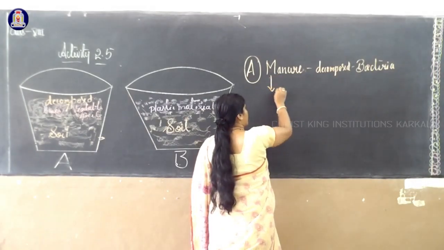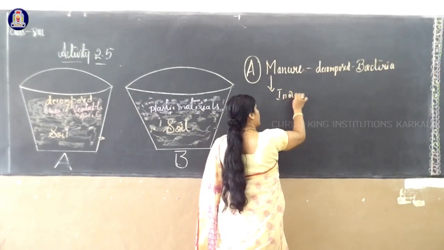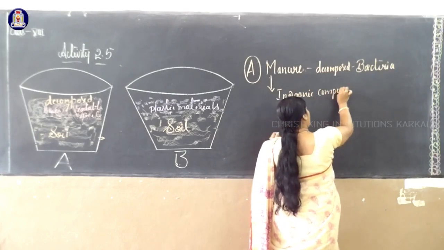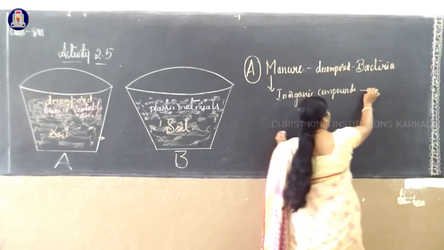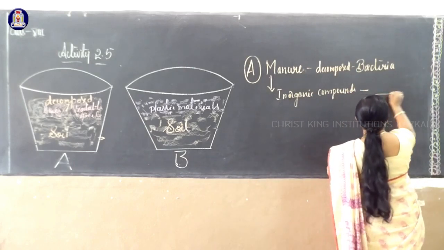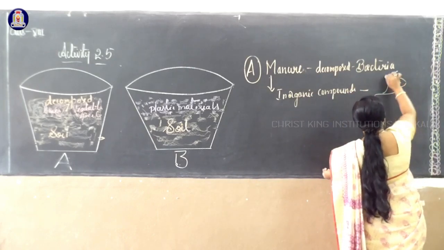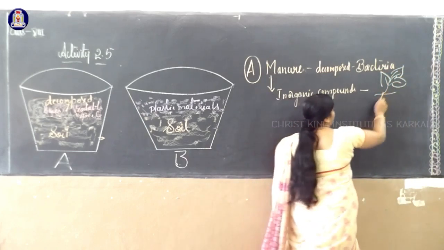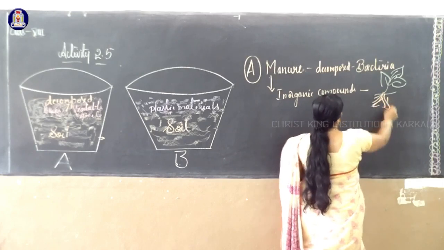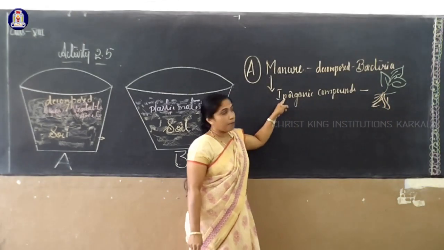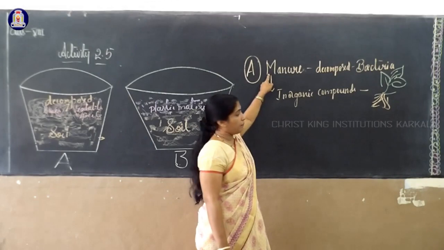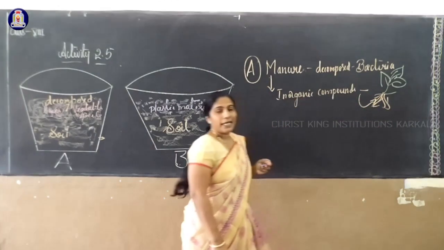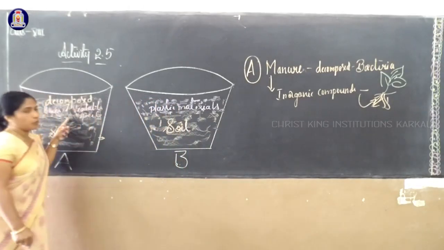This manure is nothing but inorganic soil or inorganic compounds. These inorganic compounds will be used by dash. It will be used by plants. So whatever inorganic compound, the term we say is manure, it will be absorbed by the root. The plant will grow healthy because it is a good manure.